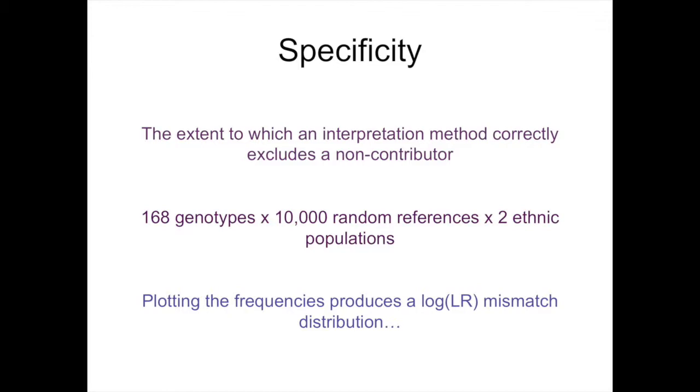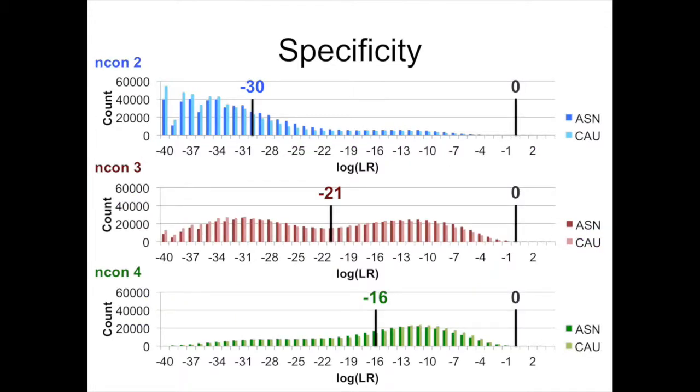And since TrueAllele is able to quantify these exclusions, we were able to plot the frequencies of those negative match statistics, producing log-LR mismatch distributions for each contributor group. And what we would expect are highly negative distributions, far to the left of 0, since these are true non-contributors. And that's what we see here. So for each contributor group, now we're seeing 0 all the way to the right, or no information, to a negative 40 all the way on the left.